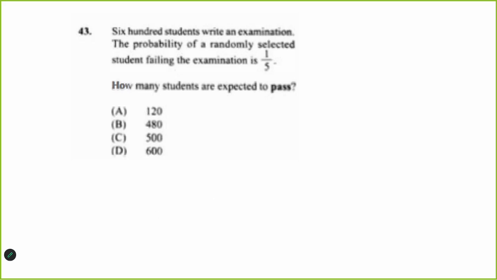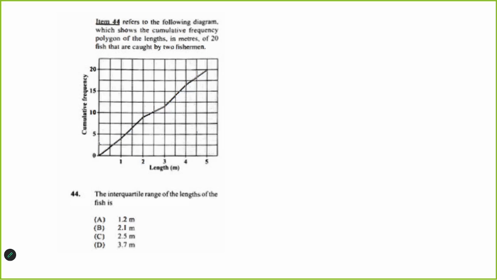How many students pass? That would be 480. Remember, fail is 120, pass is 480. The interquartile range.